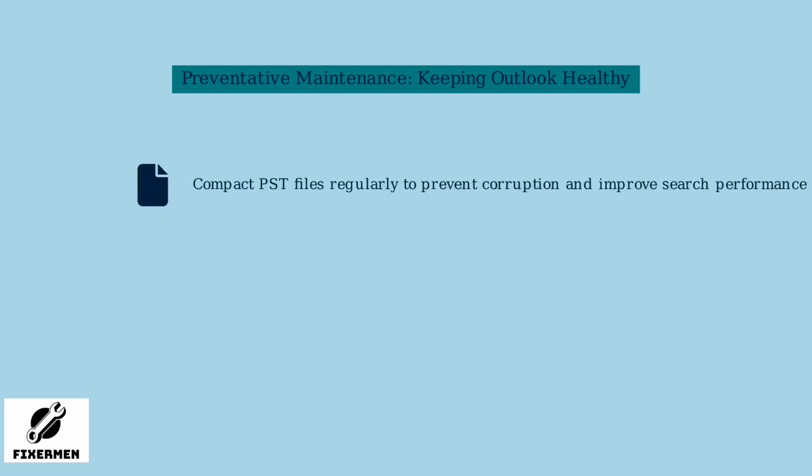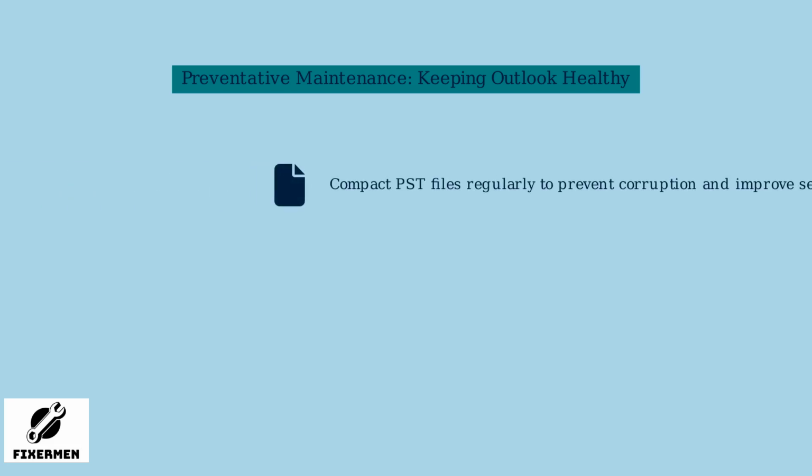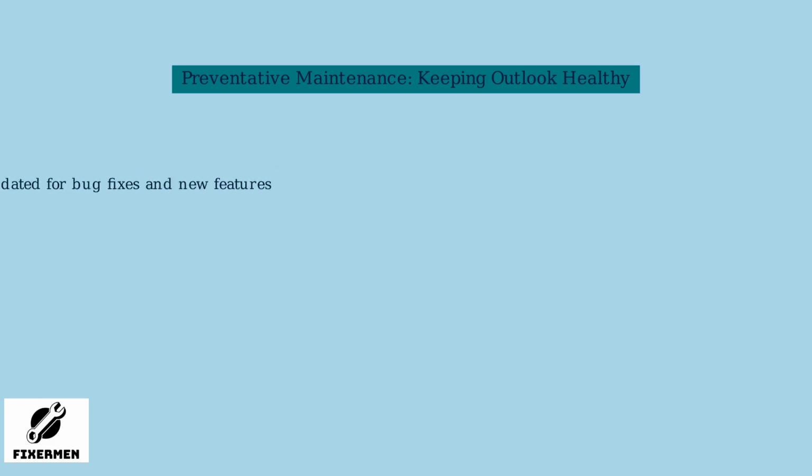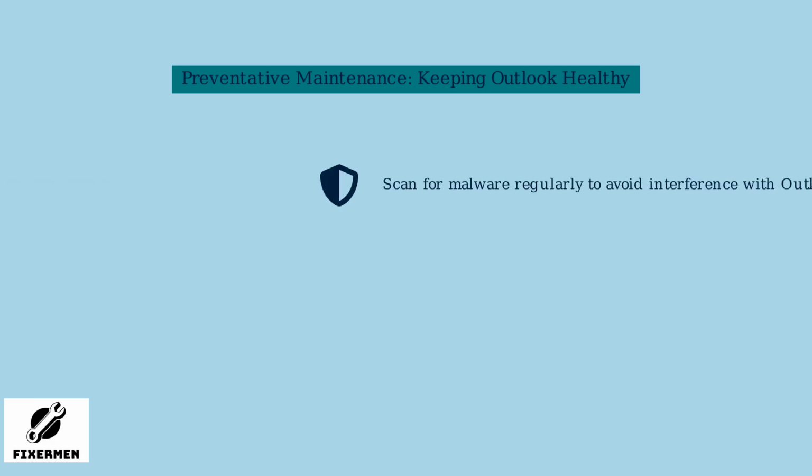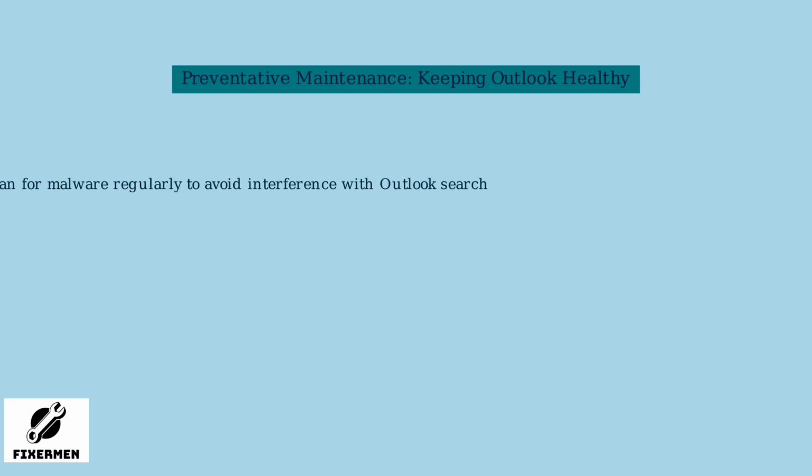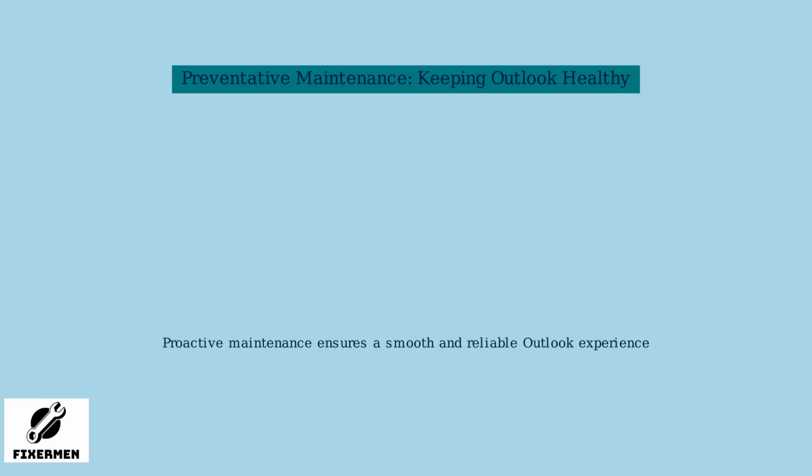Preventative maintenance is essential for keeping Outlook healthy and preventing search issues. Regularly compacting PST files helps prevent corruption and maintains optimal search performance. Keeping Outlook updated ensures you receive important bug fixes and access to new features that improve search reliability. Regular malware scans protect against viruses and other threats that can interfere with Outlook's search functionality. By implementing these preventative measures, you can maintain a smooth and reliable Outlook experience with consistent search performance.